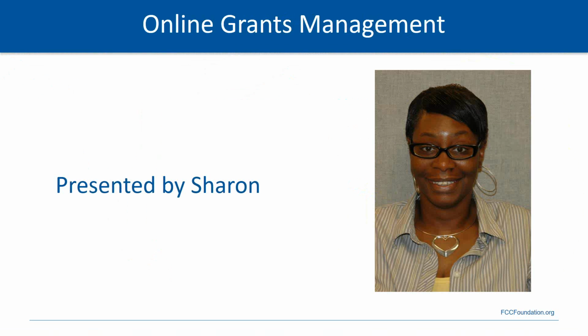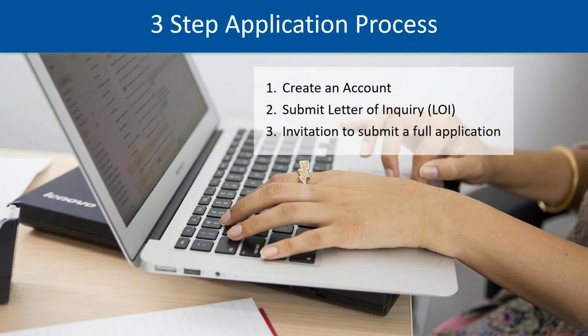And now I'm going to turn it over to Sharon, who's going to walk you through our three-step application process. Thank you, Elizabeth. Our three-step application process. As of July 2015, the Community Foundation is using Foundant as its grants management system. Through Foundant, you will be able to submit all documentation related to competitive grants. These include your letter of inquiry, application, grant agreement, performance measurement addendums, and interim and/or final reports.